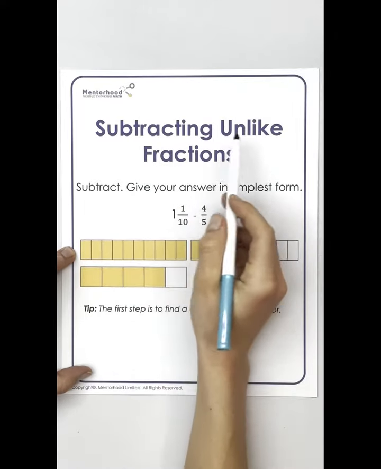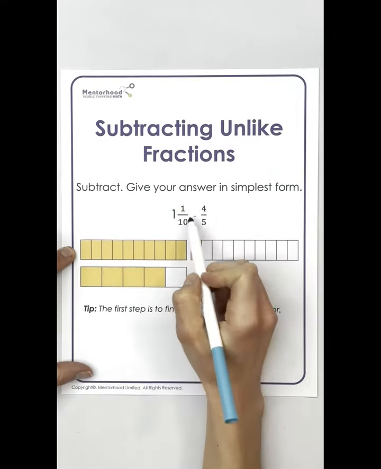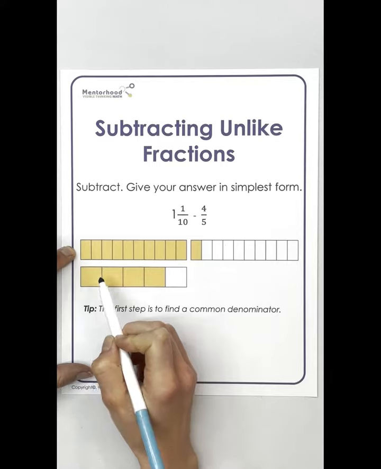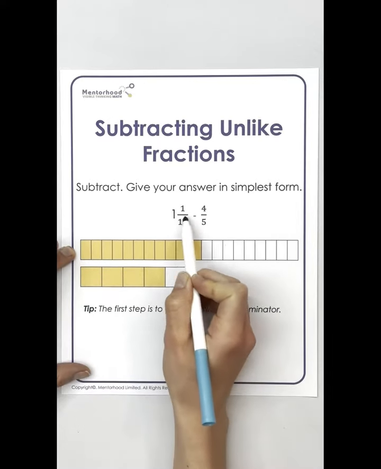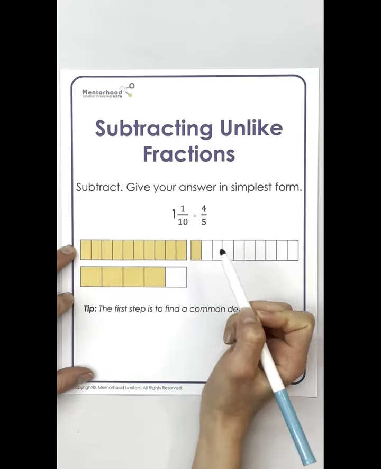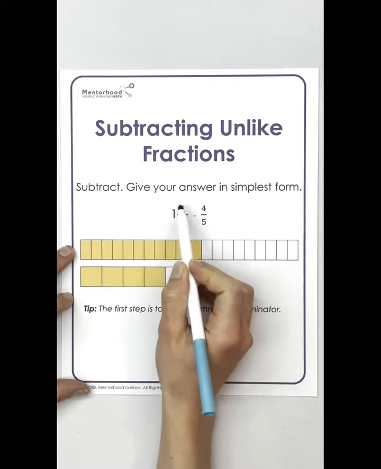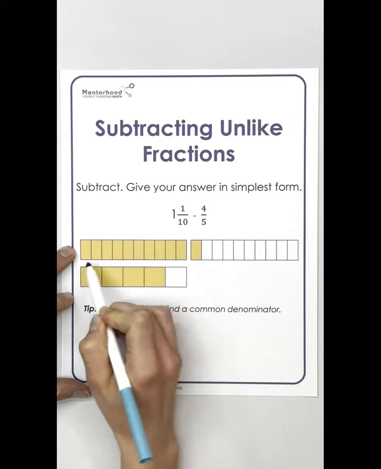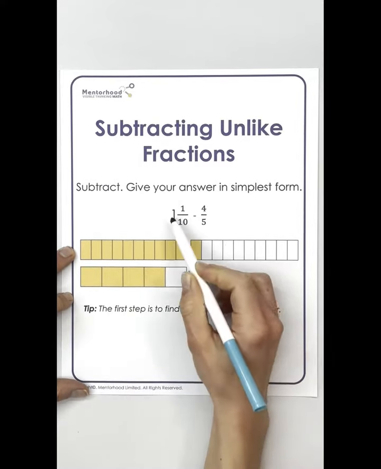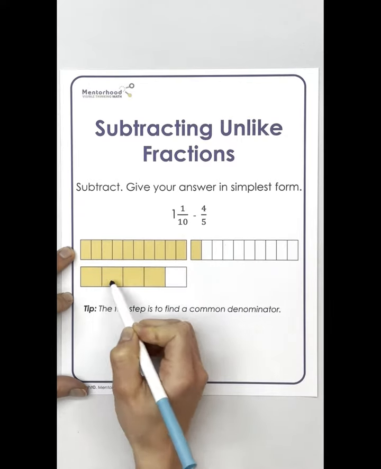Let's try subtracting unlike fractions. Unlike fractions means that it has a different denominator, a different bottom number. So I've got 1 and 1/10 minus 4/5. Let's see what this looks like. These are all in tenths. So I've got one whole group of 10 tenths and one little tenth left over, 1 and 1/10 minus 4/5.